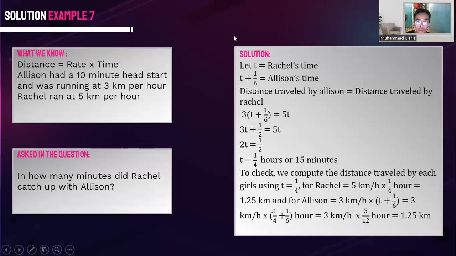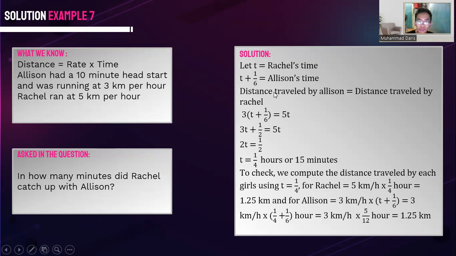Okay. Solution for example 7. What we know in the question: the formula for distance is rate times time. Ellison had a 10-minute head start and was running at 3 kilometers per hour. Rachel ran at 5 kilometers per hour. Asking the question, in how many minutes did Rachel catch up with Ellison? The solution: let T be Rachel's time.